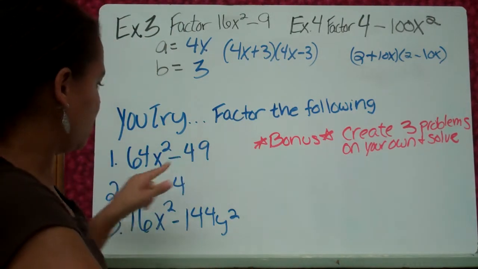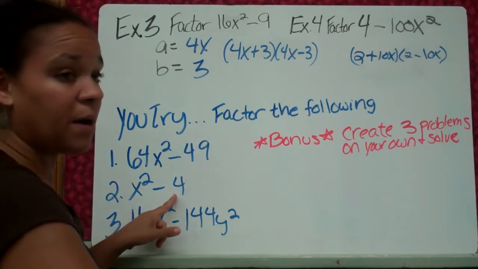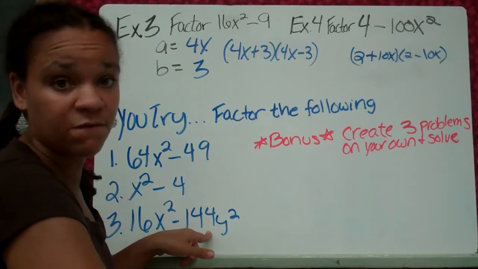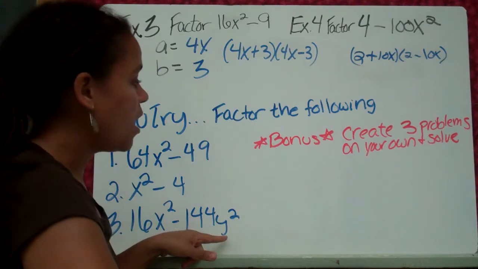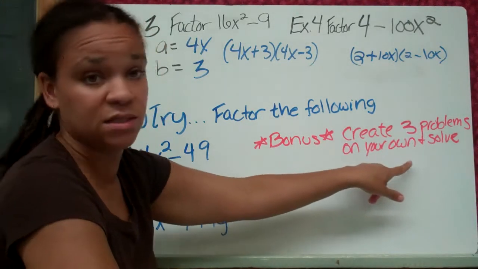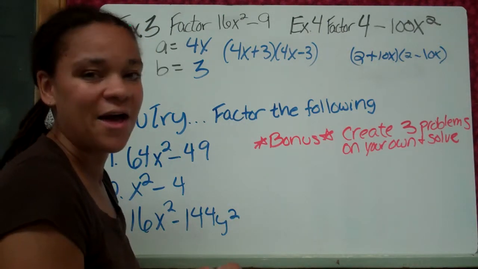I have a few for you to try on your own. I want you to factor the following: 64x squared minus 49, x squared minus 4, and 16x squared minus 144y squared. And then a bonus for you would be to create 3 problems on your own and solve them. Similar to this, just use any other numbers that are perfect squares, and that would be great.